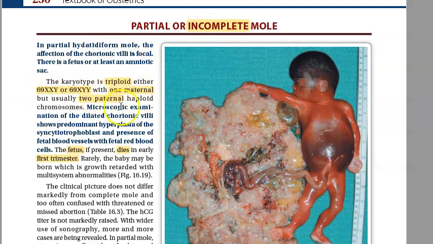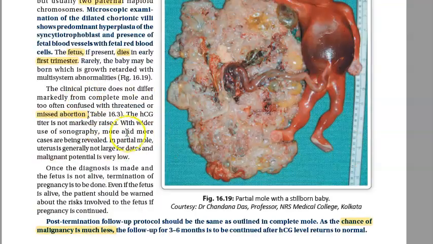Okay, 1 maternal and 2 paternal haploid chromosomes, right? So what will happen? 2 sperms are fertilizing 1 egg. Okay. So this is a partial mole. What happens here? The fetus will die in the first trimester. Okay. And there can be a missed abortion. What happens here is there is not going to be much rise of HCG, human chorionic gonadotropin.